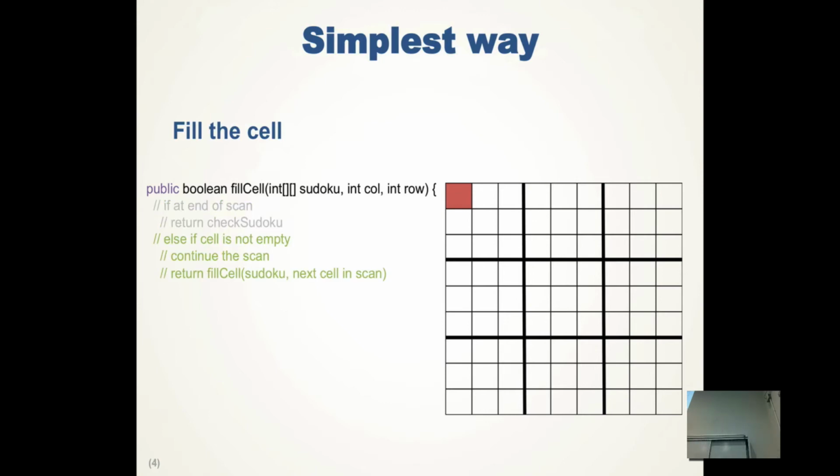If I'm not at the end, and the cell is not a 0, meaning there's a value in it, what do I do? I don't need to do anything. I just continue on my merry way by continuing the scan to look at the next cell, whatever that might be, and then I call fill cell on that next cell. So this is where I recurse. This is in the case where I see a 1 or a 6 or whatever, I just go to the next cell that I need to consider and do the recursion.